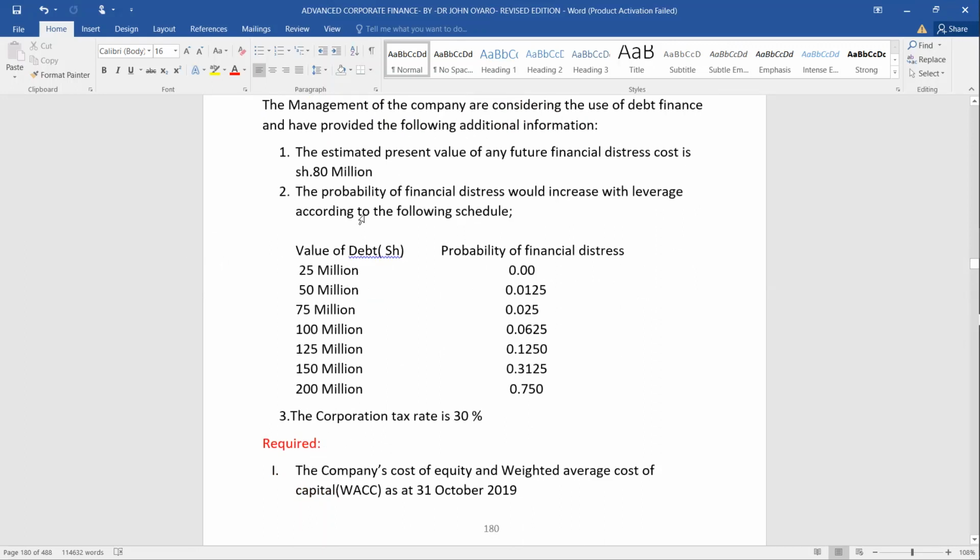Two, the probability of financial distress will increase with leverage according to the following schedule.